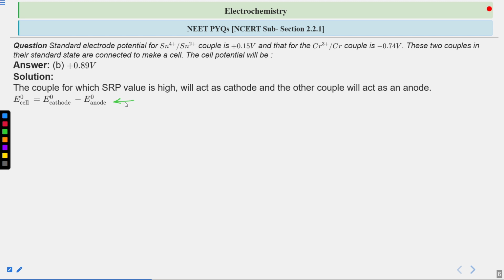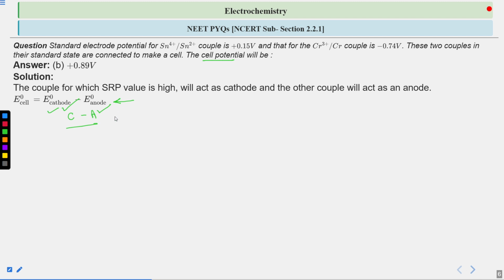If you know the concept, the E naught of the cell, the standard cell potential, is defined as E naught of cathode, that means the standard reduction potential of the cathode, minus the standard reduction potential of the anode. So cathode minus anode is the concept we use to determine the cell potential. We have both the cathode and anode electrode potentials, so we simply put in the values.